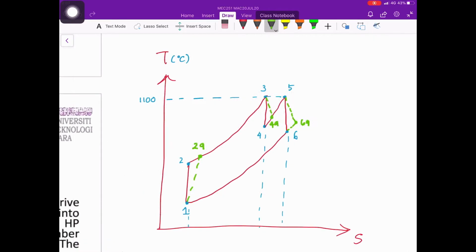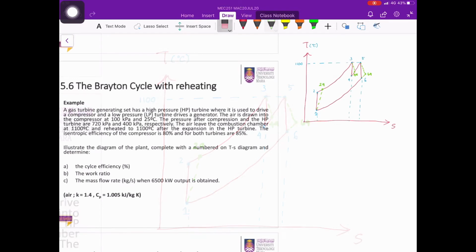The TS diagram for this particular question will look like this. Since the isentropic efficiencies for both compressor and turbines are given in this question, we have to draw the actual states for the Brayton cycle with reheating. Next, we are going to list out all the information given by this question.